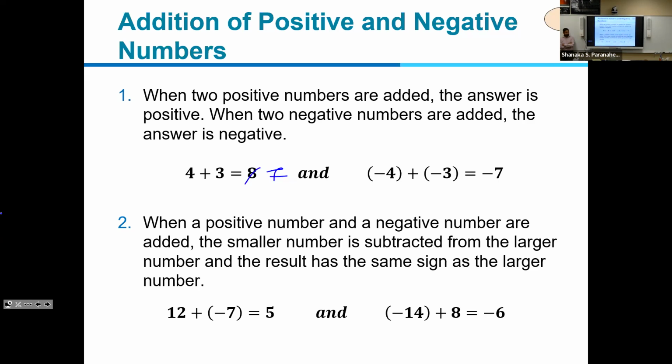And then use the sign of the two digits. Both are positive, answer is positive. At the absolute value, 4 and 3, 7. Both are negative, so answer is negative.